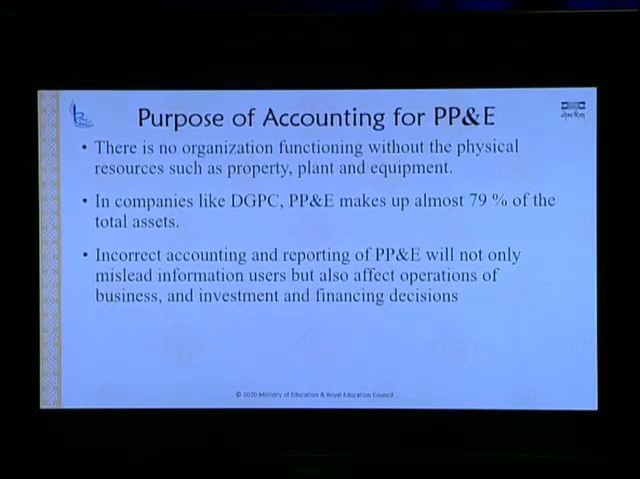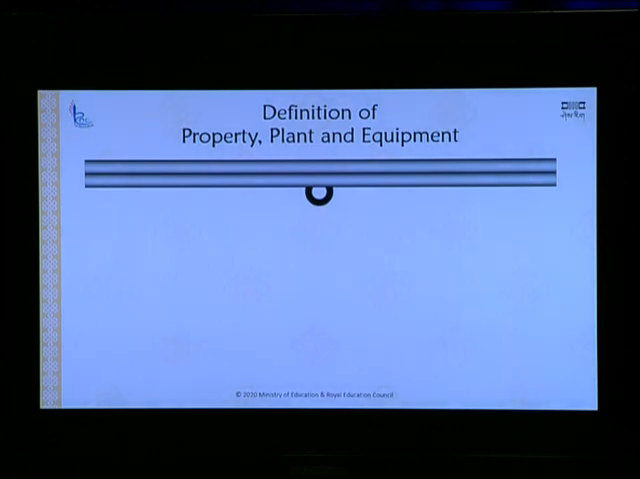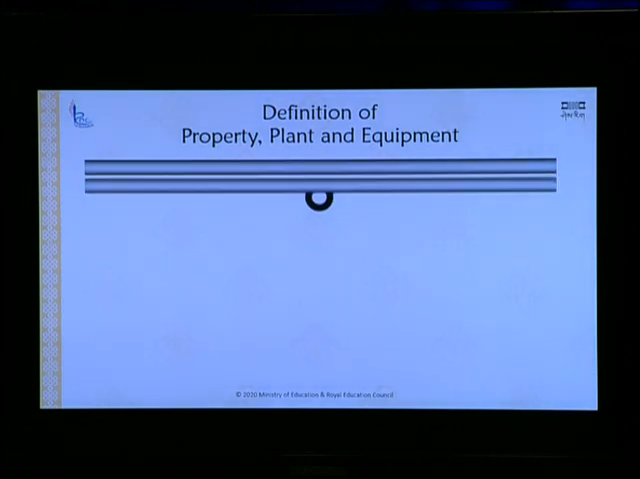Then next one is incorrect accounting and reporting of PPE will not only mislead the information users, but it will also affect the operations of the business and investment and financing activities. Next one is property, plant and equipment as an asset will generate cash flow and income to the entity. Now let us see the definitions of property, plant and equipment.